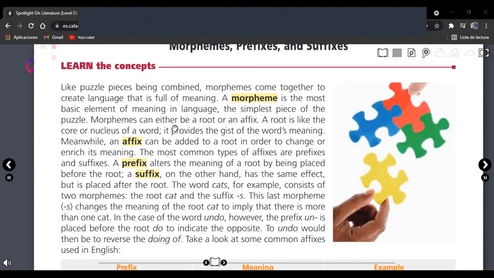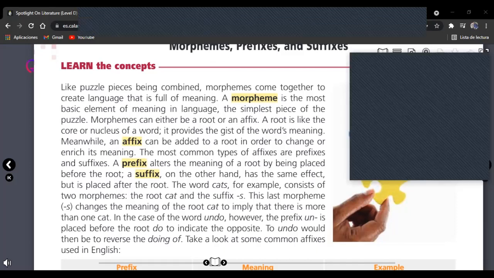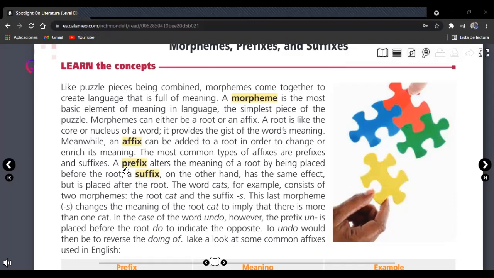So morphemes can be either root words or affixes. A root is like the core or nucleus of a word. It provides the gist of the word's meaning. An affix adds more meaning to the root words. On one hand, we have the root words that are the core, the nucleus, the center of the meaning, and on the other hand, we have the affixes. We have different types of affixes. We have prefix and suffix as well. But they just provide extra, enrich, or modify the meaning of the root words. And we will see how it goes. Okay, let me see. We have two examples of affixes: prefix and suffix.